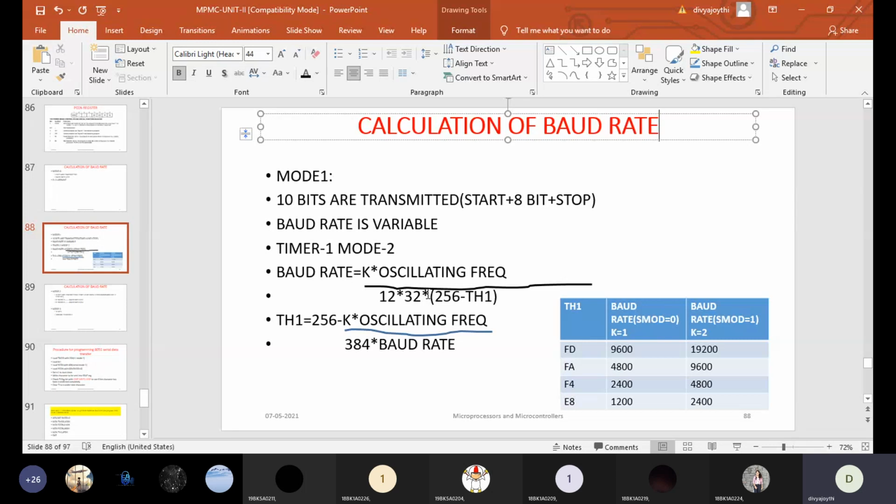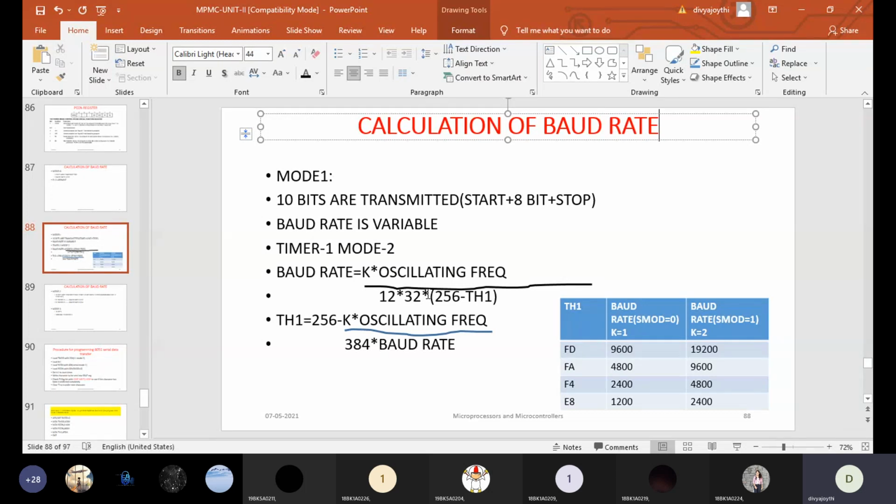The K value is being decided by the SMOD register, serial port baud rate modulator. SMOD means serial port baud rate modulator. This is the D7th bit of the PCON register, and based on the SMOD value, the K value is going to be varied. If SMOD is equal to 0, then K will be 1, and if SMOD is equal to 1, then K will be 2.